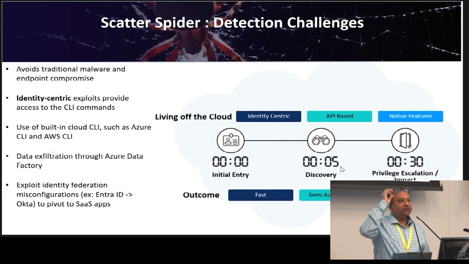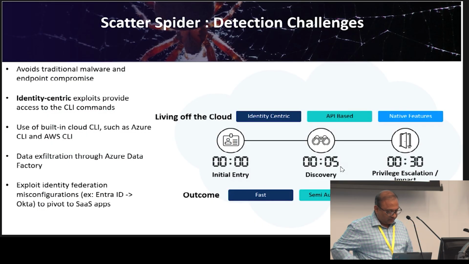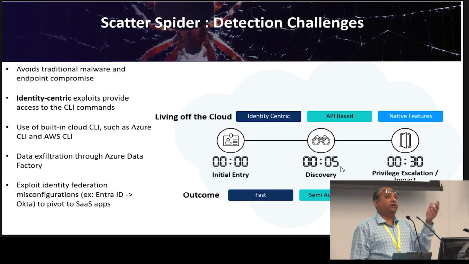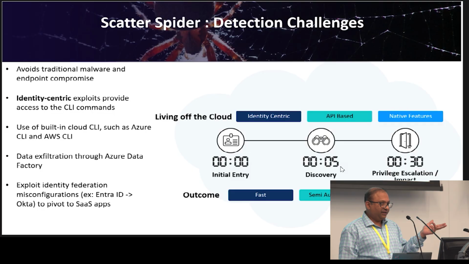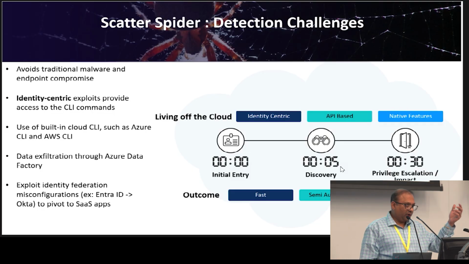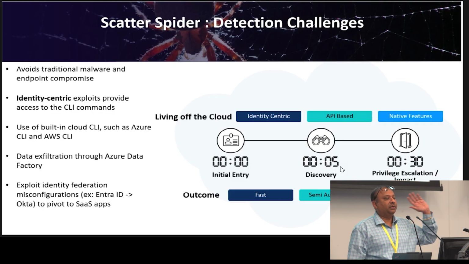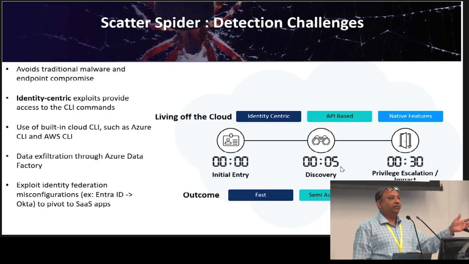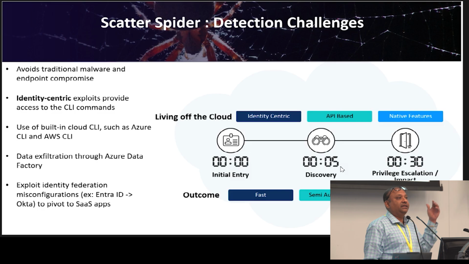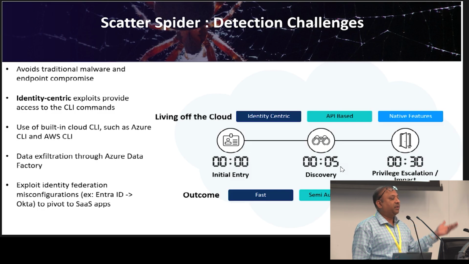Now let's look at the detection challenges. Since they are not using any malware, there's absolutely nothing to detect. There's no phishing. There's no malware. And it's identity-centric, so it's very hard. How do you figure out that a working person like a DevOps person doing his normal job for the day is really the person doing it, or is it a threat actor? How do you identify, because they have owned that particular credential?